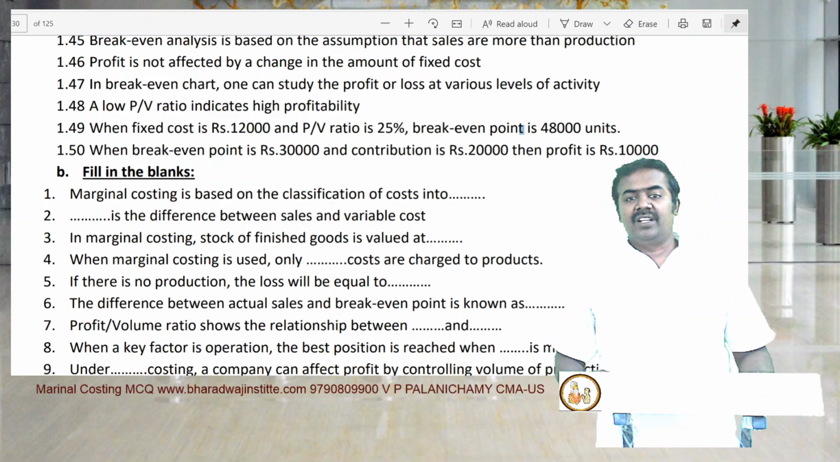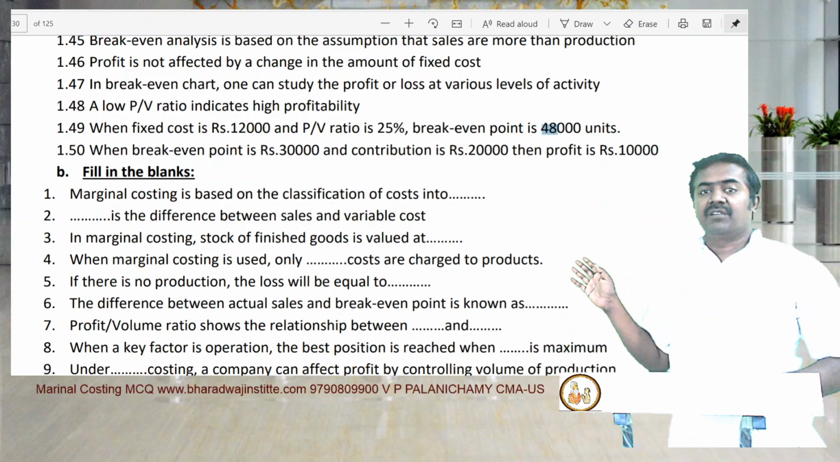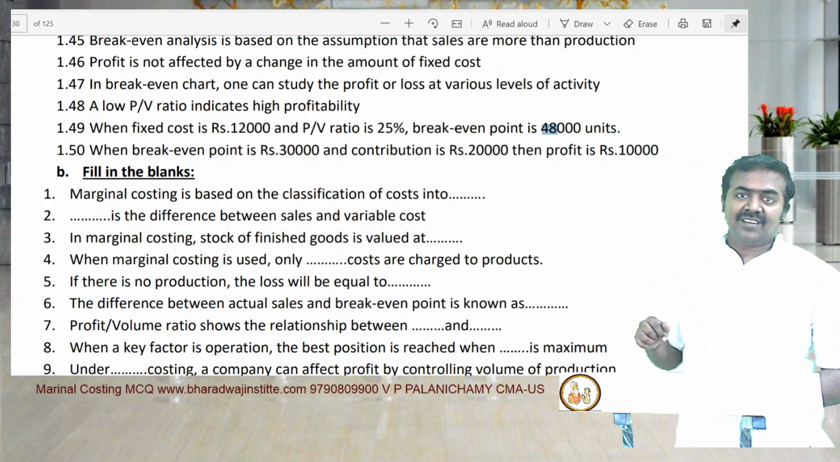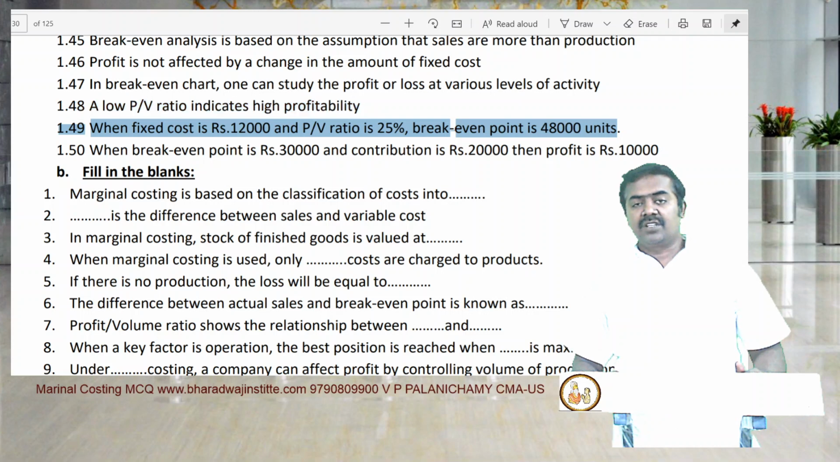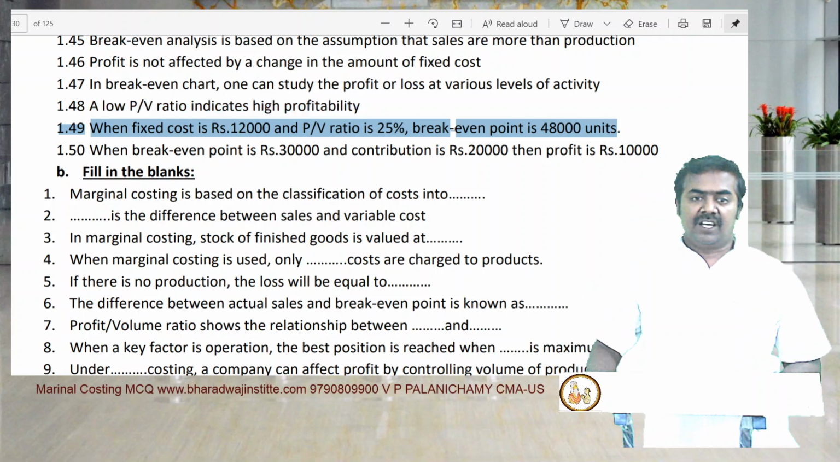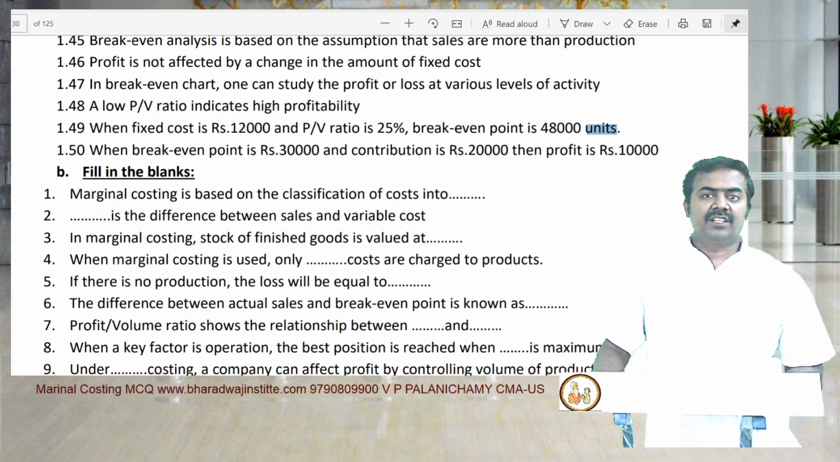But look at what they have given. Fixed cost divided by PV ratio, they have given 48,000 units, which is wrong. It should be 48,000 rupees, not units. So it is a false statement. Fixed cost by PV ratio gives us value.